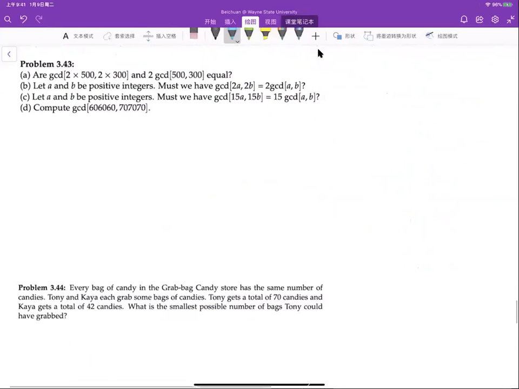All right, so for 43, it's pretty parallel to what we did in the previous section.